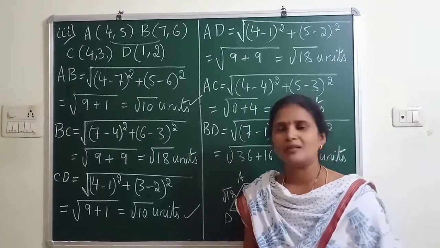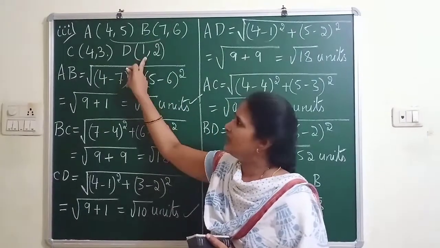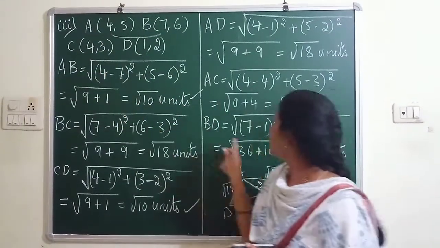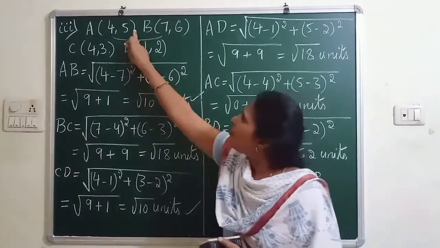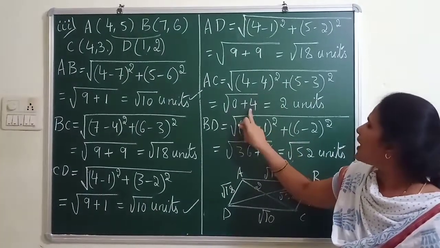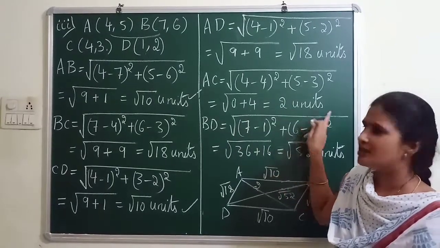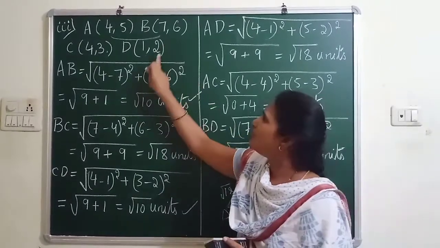To check whether it is a parallelogram or a rectangle, we cannot stop here, we have to find the diagonals. So what are the two diagonals? AC and BD. For AC, 4 minus 4 is 0, and 5 minus 3 is 2, squared. So you get AC as the square root of 0 plus 4, which is root 4, that is 2 units.